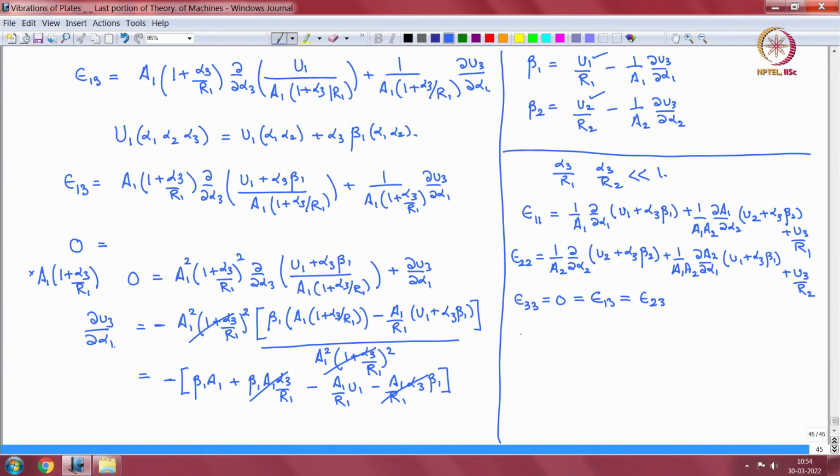And epsilon 1 2 is A2 by A1 del alpha 1 of u2 plus alpha 3 beta 2 by A2, plus A1 by A2 del alpha 2 of u1 plus alpha 3 beta 1 by A1.